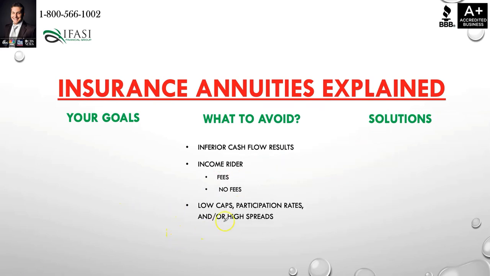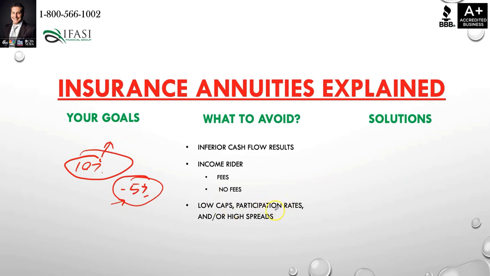The third most common mistake that individuals should avoid are low caps, low participation rates, and/or high spreads. So a low cap, simply put, if you have an index that has a 10% cap versus another index that's giving you a 5% cap, go with the one with obviously the higher cap limit, because if they both have the same index available, why would you go with the inferior cap limit? Go with something that could give you the higher rate of return.